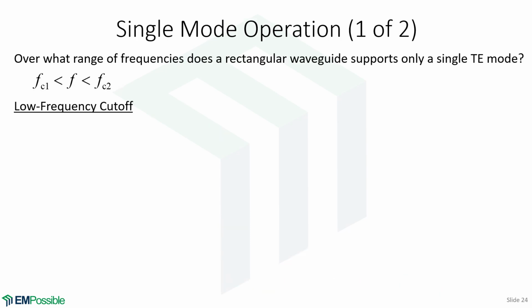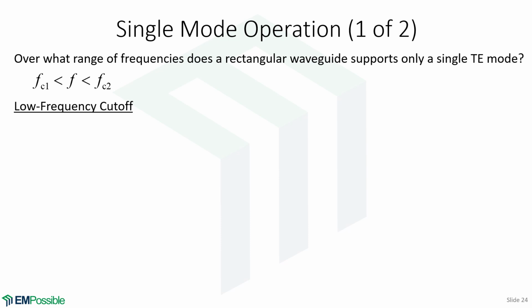Let's think about single mode operation. Over what range of frequencies would a rectangular waveguide support only that first order TE mode? So we know that first order TE mode has a low frequency cutoff. We'll have to operate above it. But at some frequency, if we keep going high enough, suddenly a second order mode will come alive, and then it's now multi-moded. We would have 2 possible modes. So for what range of frequencies is this single moded?